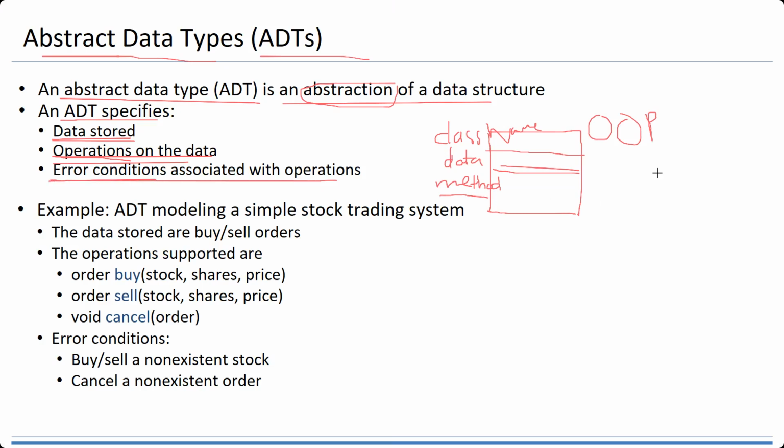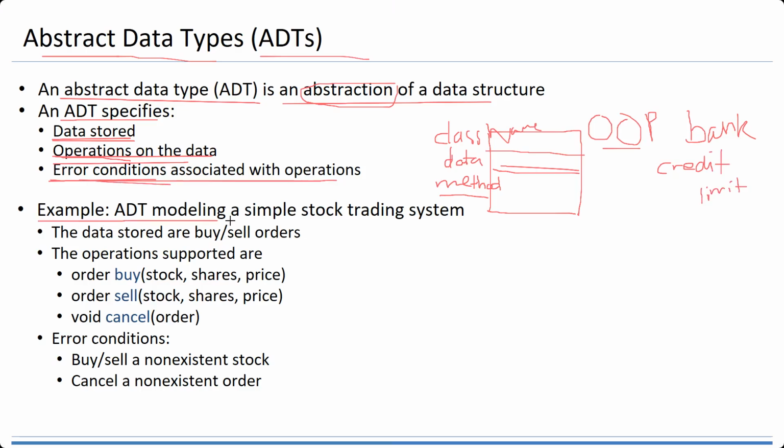For example, last 2 weeks, we learned about the OOP about bank account. So on the bank account, we learned that if we reach the credit card limit, then we cannot use the credit card. So that's a kind of error condition. Okay. So this is an example.